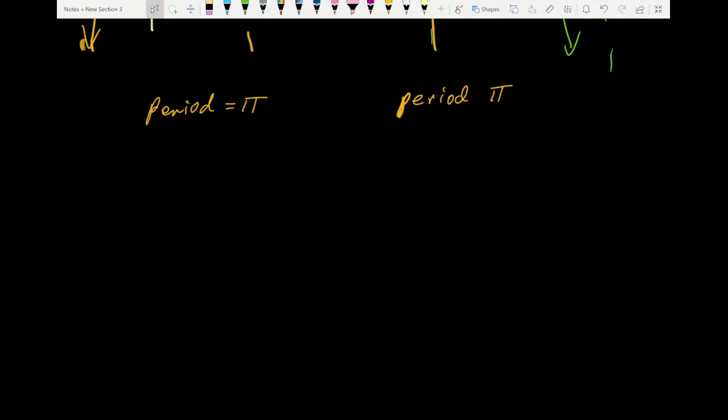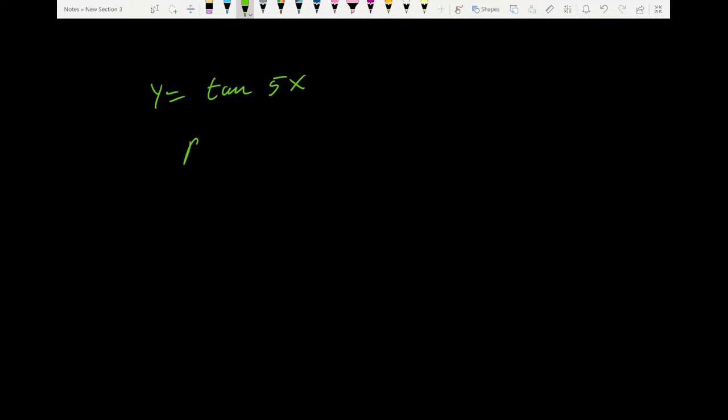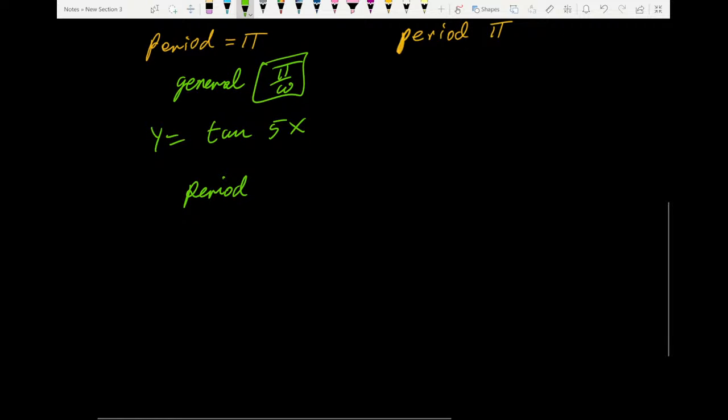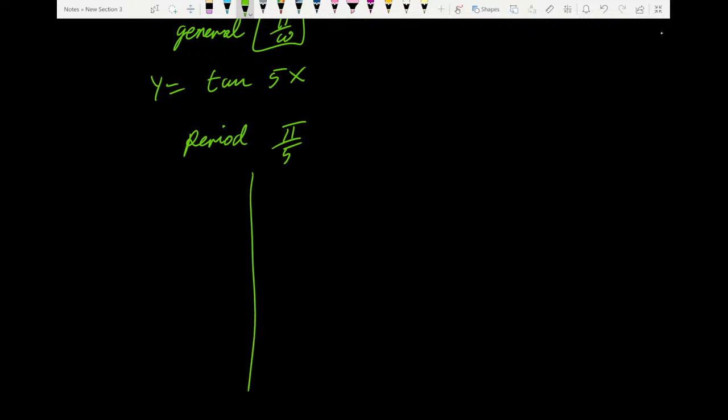So if I give you y equals tangent of 5x, how would we graph that? The period would be, again, this is your omega. The general formula for that would be pi over omega. That's the period. So in this case, it will be pi over 5. That would be the period. So how would we go about graphing this tangent?